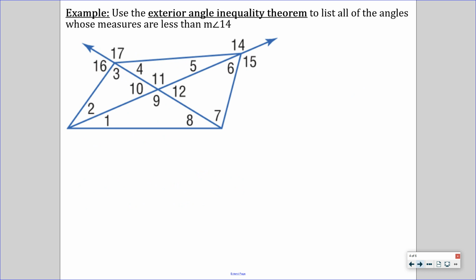I want you guys to do this one. Using the exterior angle inequality theorem, list all the angles whose measures are less than the measure of angle 14. My hint to you is that there are 4 angles that you can say using this theorem. See if you can find the 4.